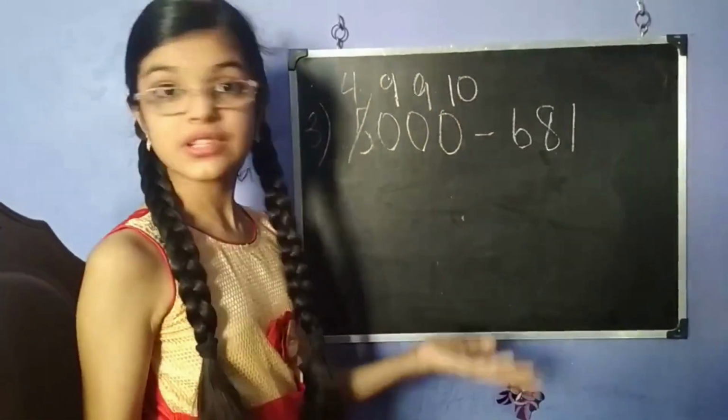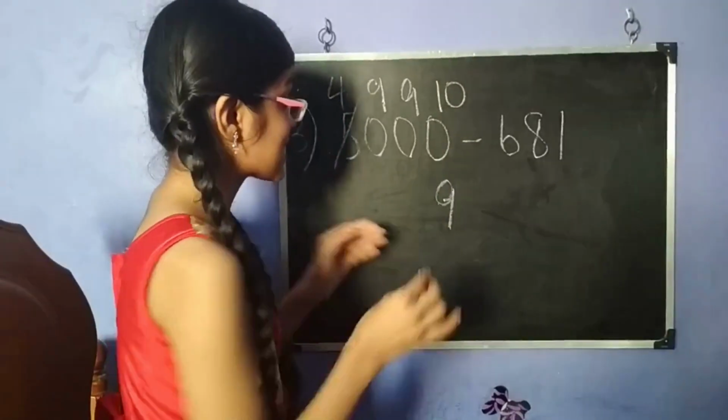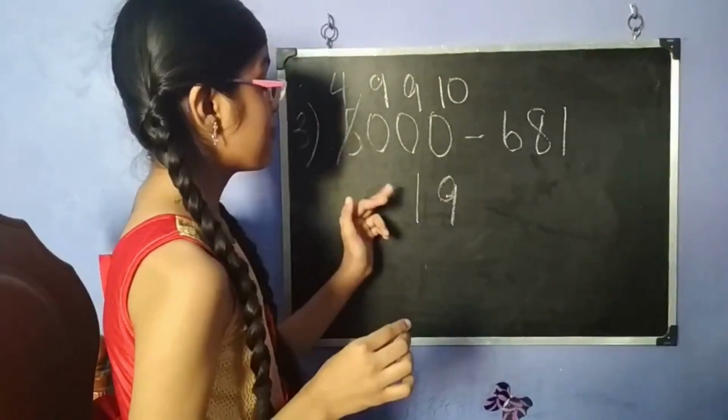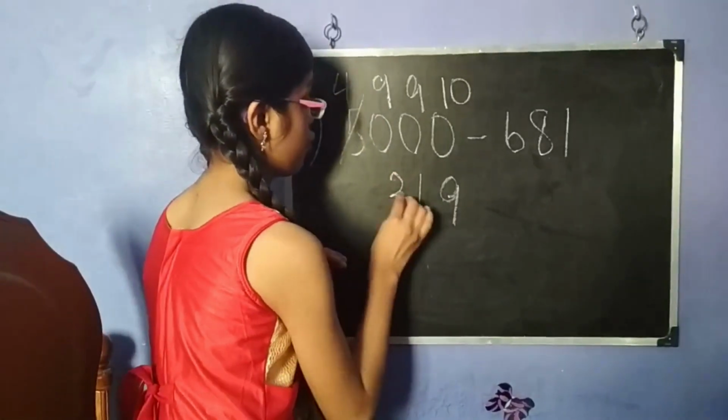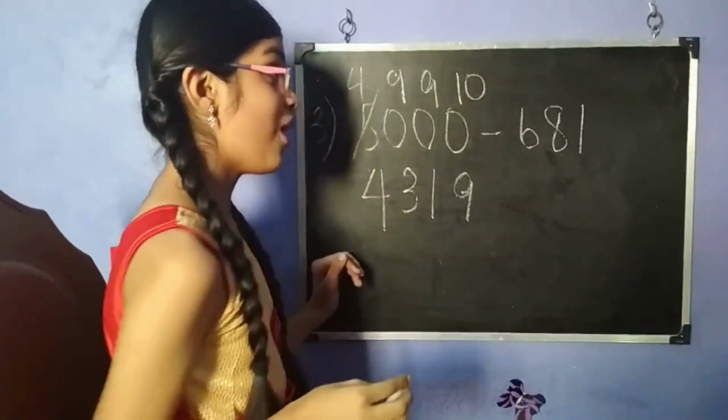Now, all we have to do is subtract. 10 minus 1 is a 9. 9 minus 8 is going to become a 1. 9 minus 6 is going to become a 3. And there's a 4. So our answer, 4,319.